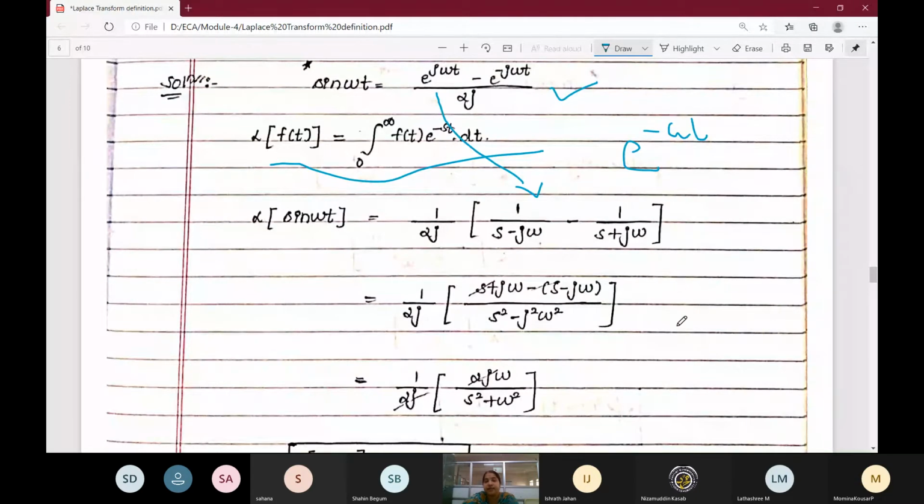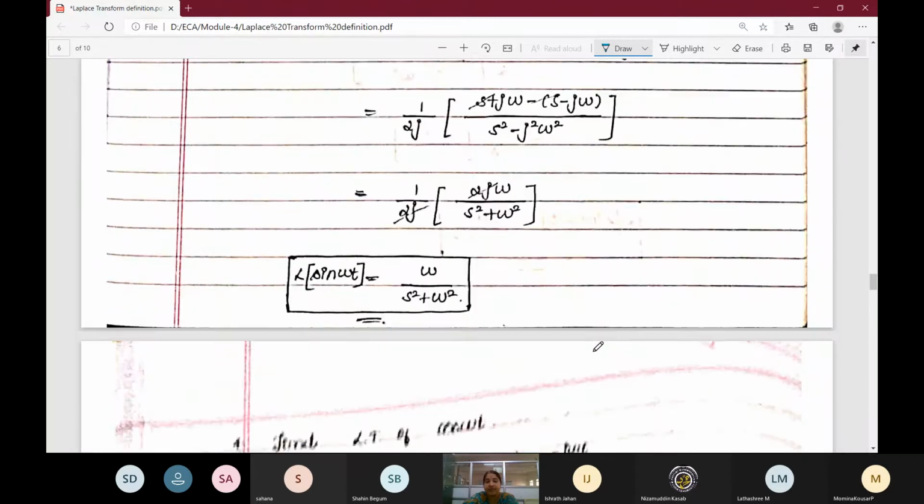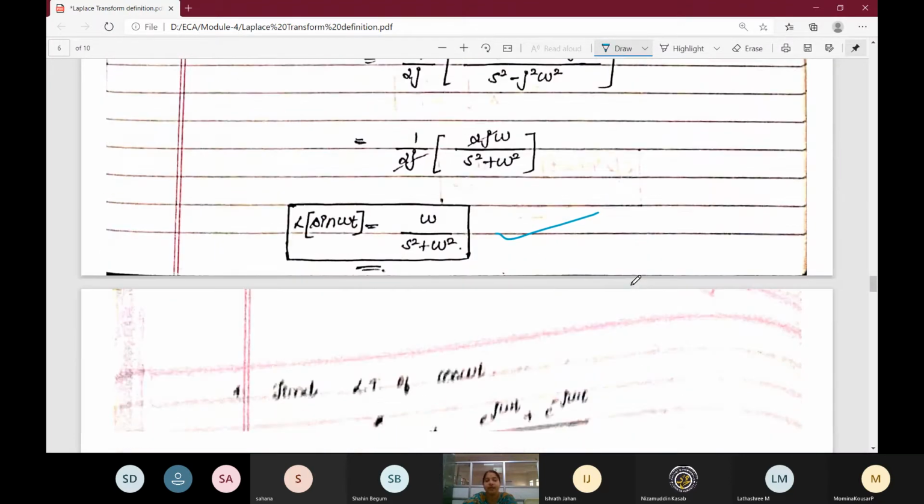Next take the LCM. j square is nothing but minus 1. Minus of minus will become plus. And this s and s will get cancelled. So 1 by 2j, numerator is 2j omega, 2j will get cancelled. So Laplace transform of sine omega t is omega divided by s square plus omega square. Okay, this is the Laplace of sine omega t.